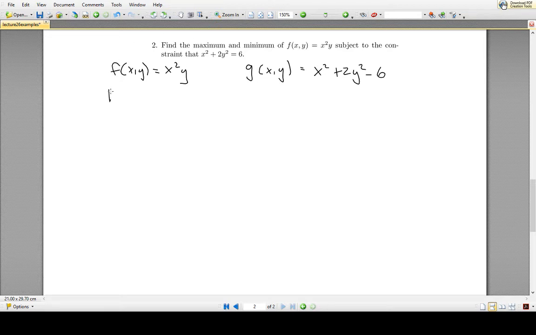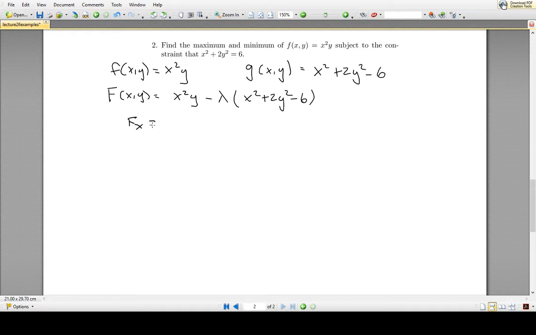So I create my master function here, capital F of xy. That is just the function I'm trying to optimize, f of xy, so x squared y, minus lambda, which is some unknown variable, times this function g that I have, so x squared plus 2y squared minus 6. The next part of the method of Lagrange multipliers is to take the partial derivatives of capital F and set them equal to 0.